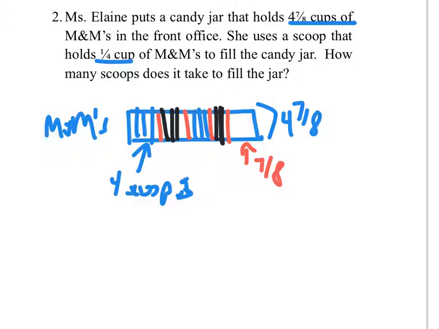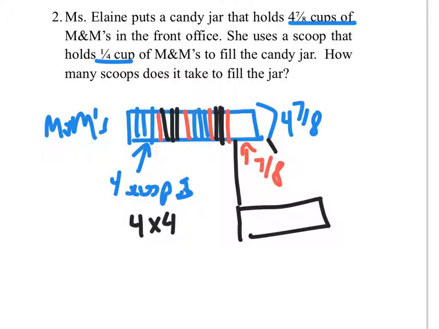So I do that 4 times. So I get 4 times 4, so I get 16 scoops. But then I have this last one. Let's zoom in on that one. So this is 7/8 of a cup.